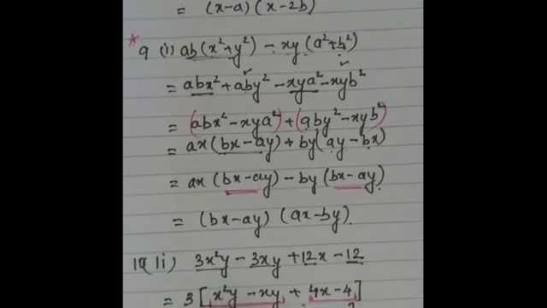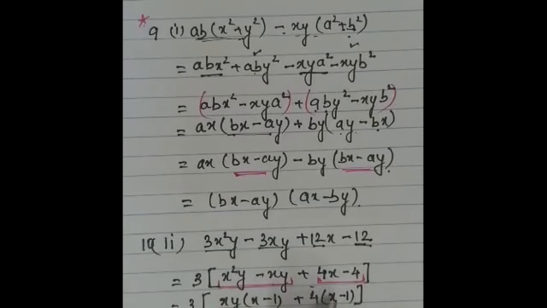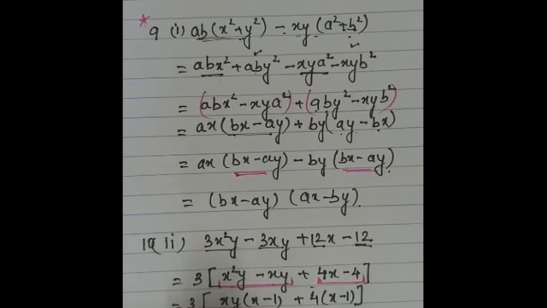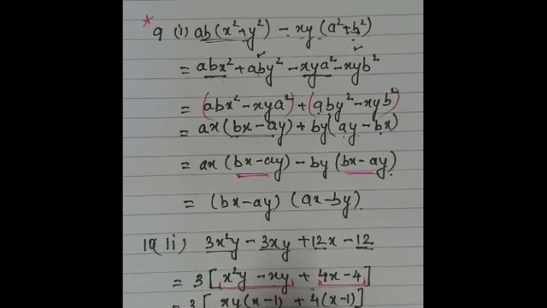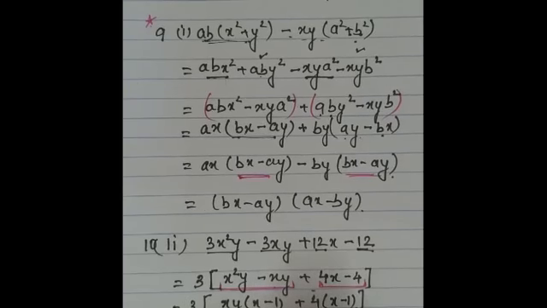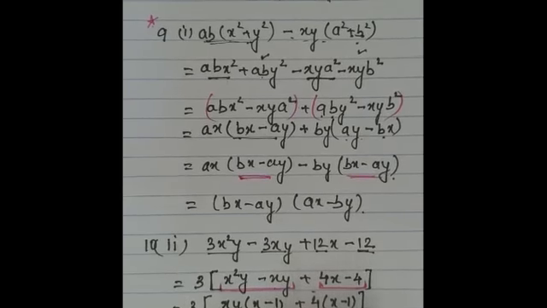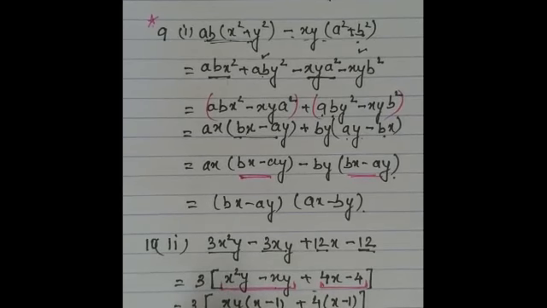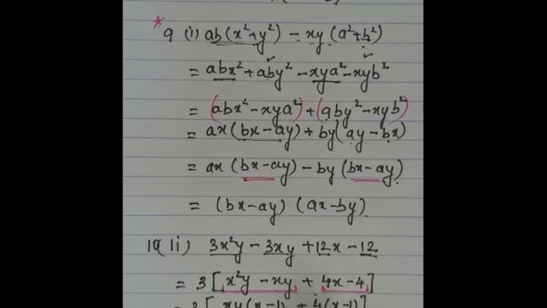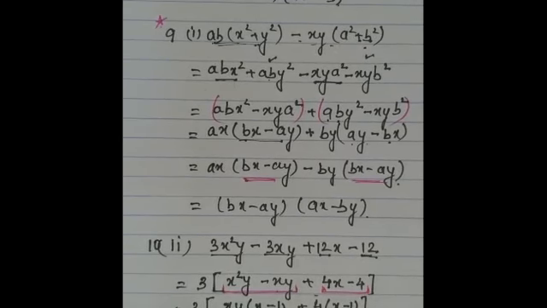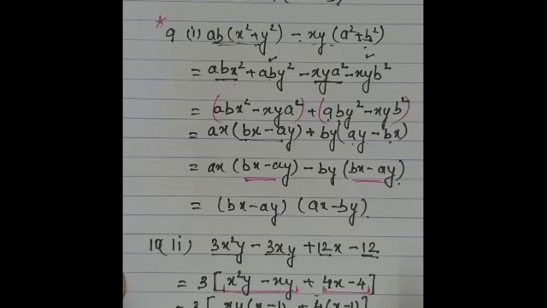Right. Now in these two groups I can see x minus 1 common, so I'll write x minus 1 as common, and I'm left with xy plus 4. This is 3 into x minus 1 into xy plus 4. Okay, this is the end of this question. Now let's see one more question.